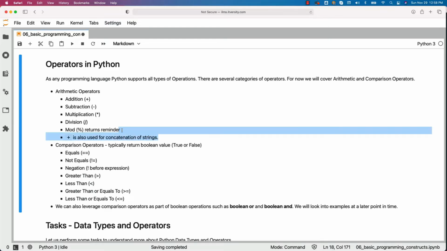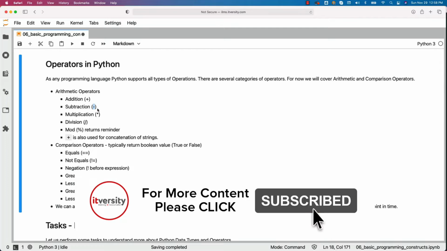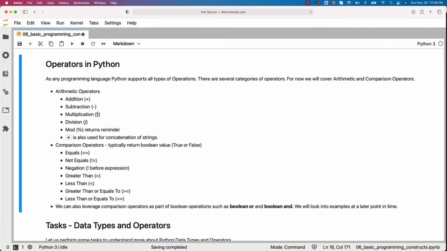These are the commonly used arithmetic operators in Python: plus for addition, minus for subtraction, it is also called as hyphen, asterisk or star for multiplication, forward slash for division, percentage for mod, which returns remainder by dividing one number with another. When it comes to plus, it is also overloaded for concatenation of strings. So if you use plus with two strings, typically it concatenates those two strings. Other arithmetic operators also can be used for some specialized functionality with respect to strings similar to plus, but plus is most commonly used one.